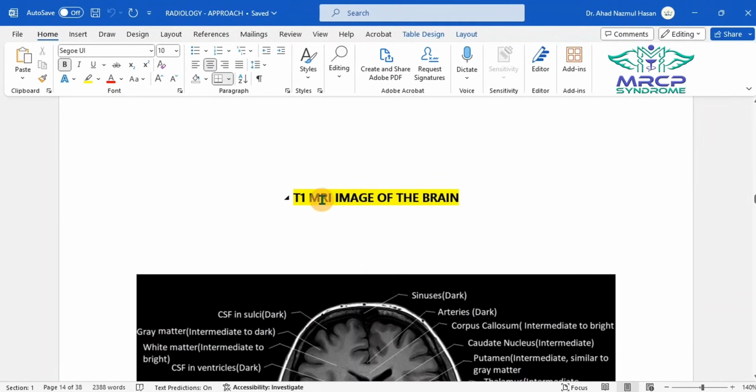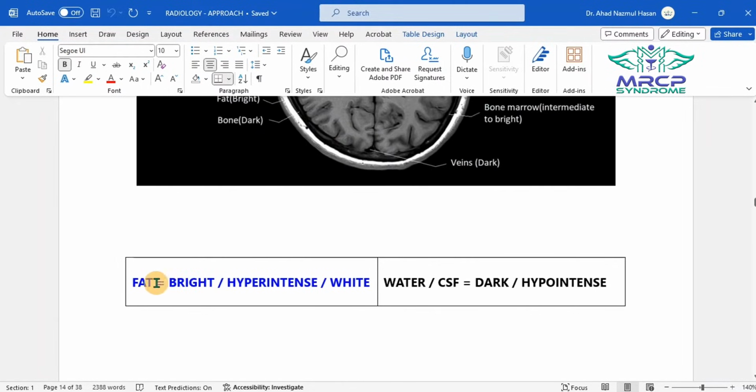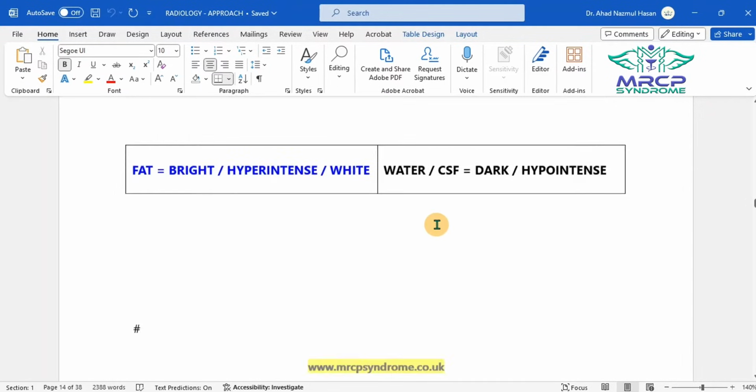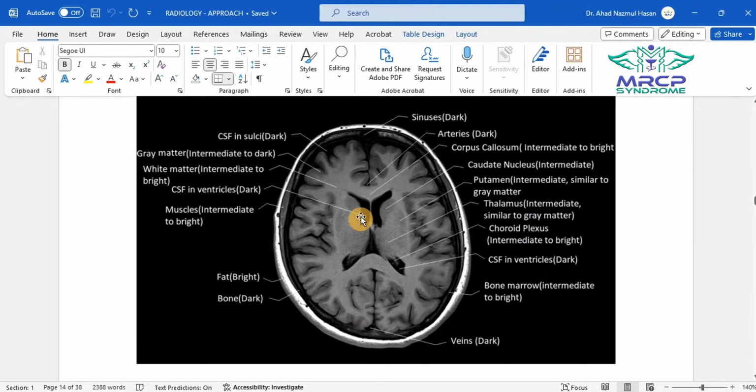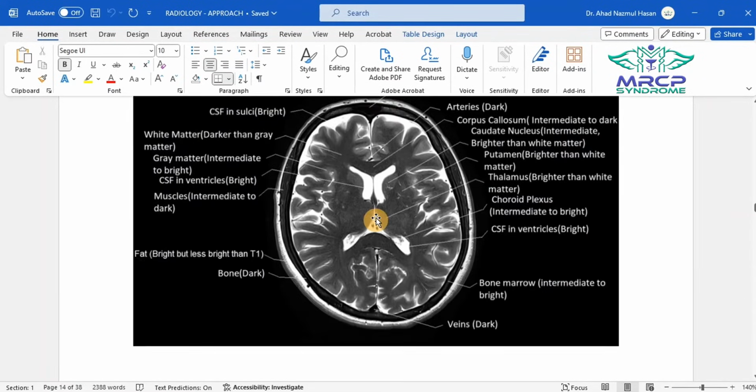So this was our T1 MRI image of the brain. The fat would be bright, hyperintense or white. Water or CSF would be dark or hypointense. And is this T1 or T2? T2. What should be the color of CSF in T2? White. It should be white or bright, and this is the main differentiating point. In T1, the ventricles or CSF would be black or dark, and in T2, the ventricles or CSF would be bright or hyperintense.